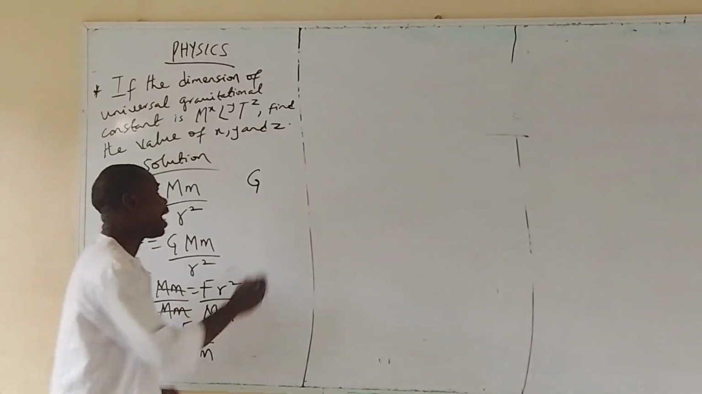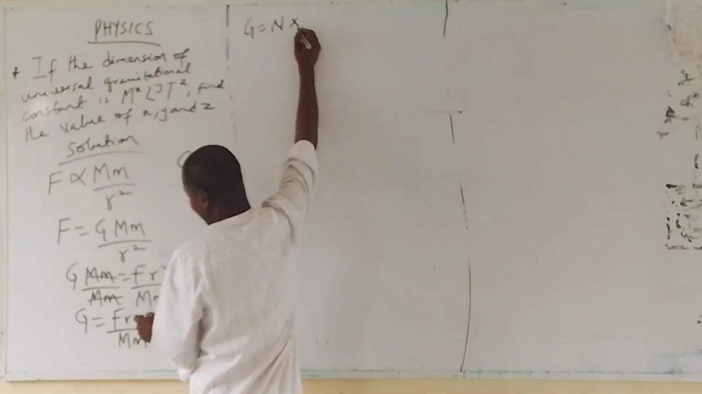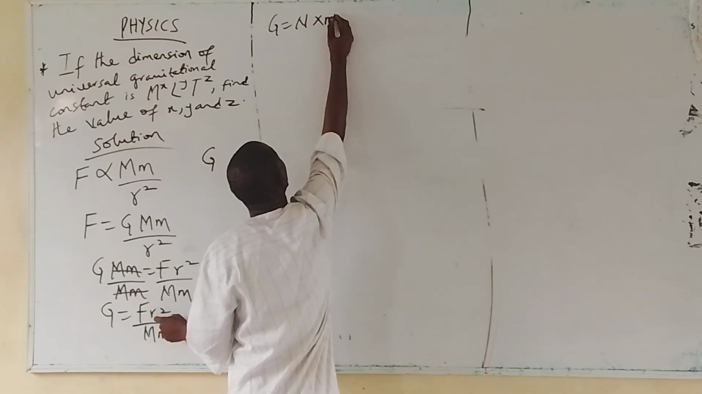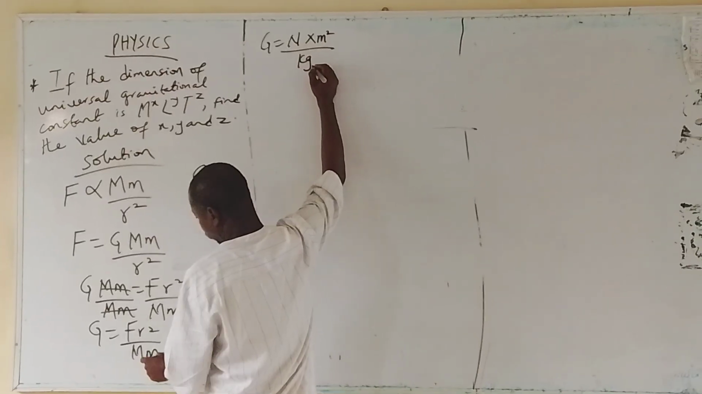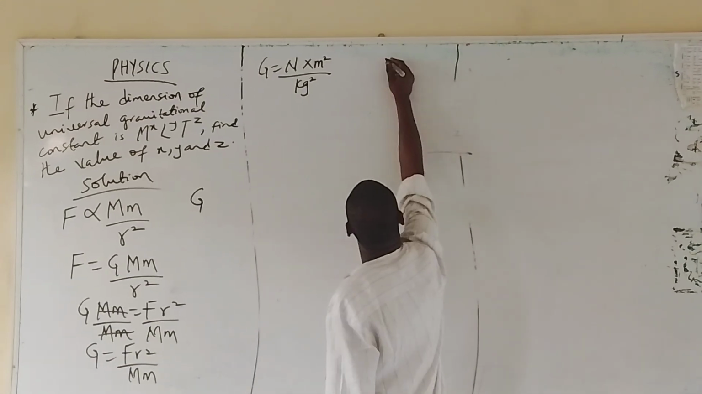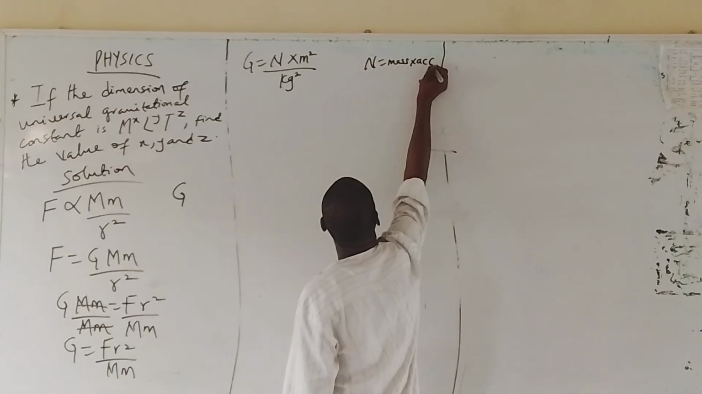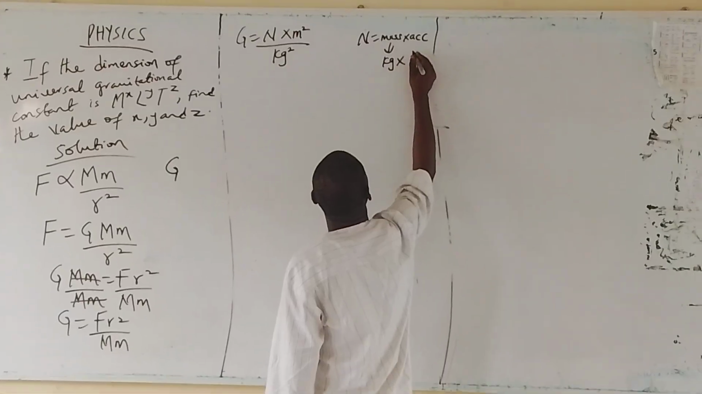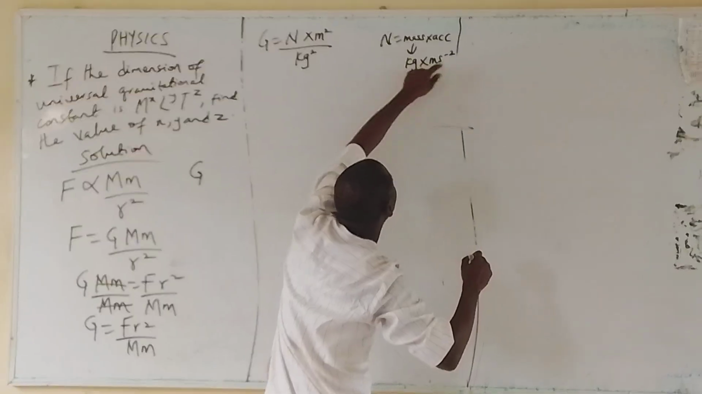I know that F is in Newton. So G is equal to Newton multiplied by r squared, where r signifies the distance, and the unit of distance is meter. So that is meter squared over the unit of the masses, which is kilogram, so kilogram times kilogram, that is kilogram squared. At this juncture, let me write out Newton. What makes up the Newton? Newton is the product of mass and acceleration. The unit of mass is kilogram. The unit of acceleration is meter per second squared. So I will replace Newton here with kilogram meter per second squared.